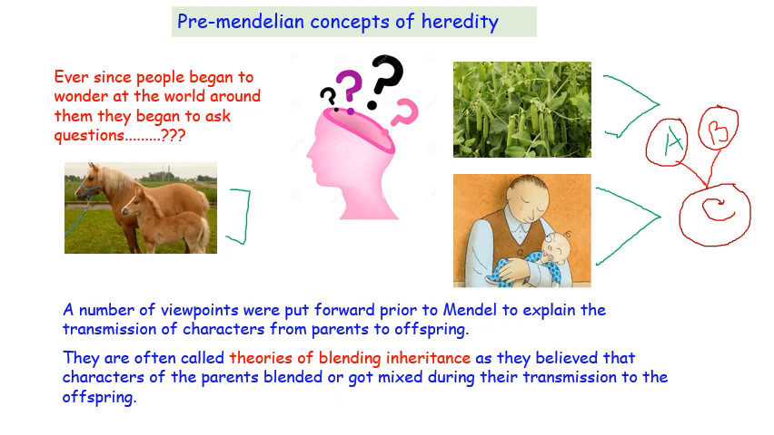Its phenotype will be somewhat intermediate between A and B. This is known as blending inheritance, which we know today is not true. So according to this theory, if we have two parents with two different types of skin colors, the offspring should always have a skin color which is intermediate of A and B. And today we know that this is not true. And these theories, because they believed in mixing of the characters, they believed in blending of the characters, were known as theories of blending inheritance.